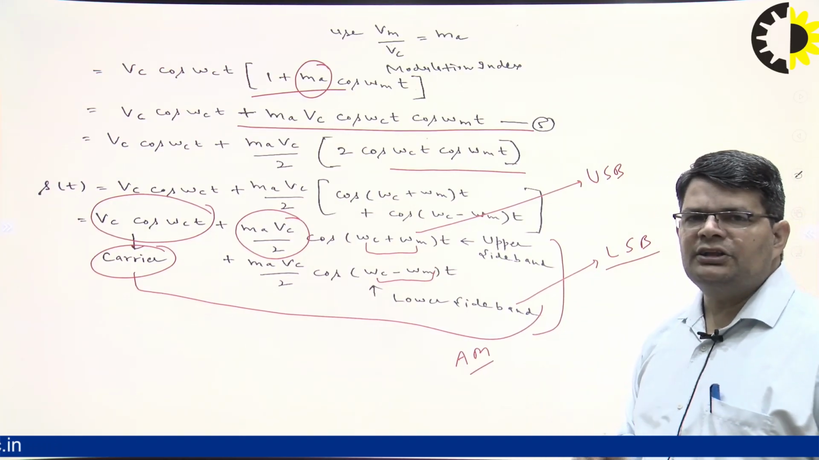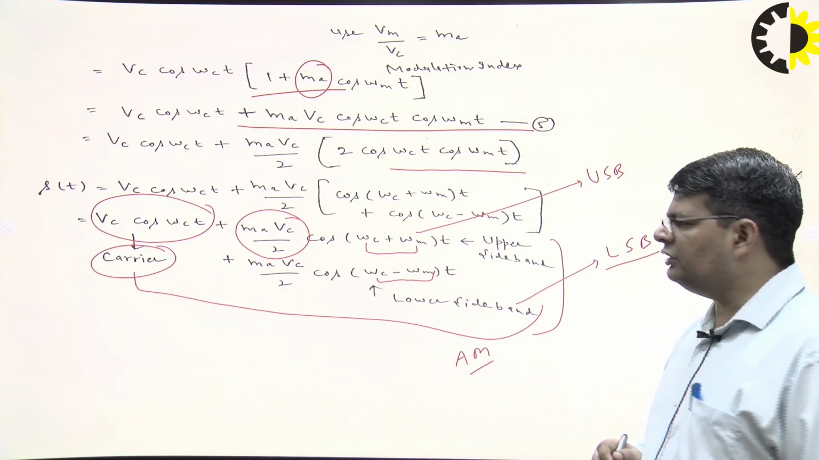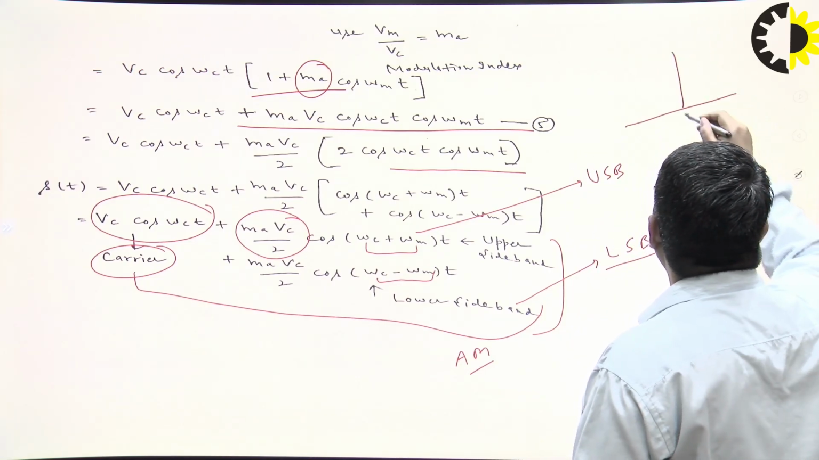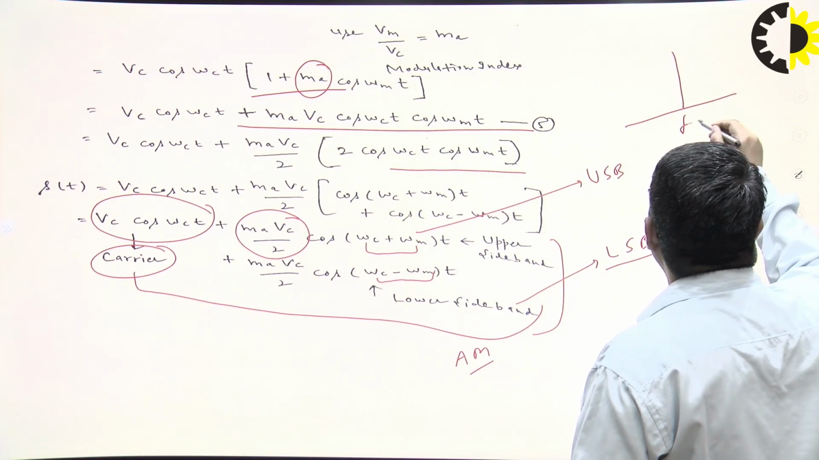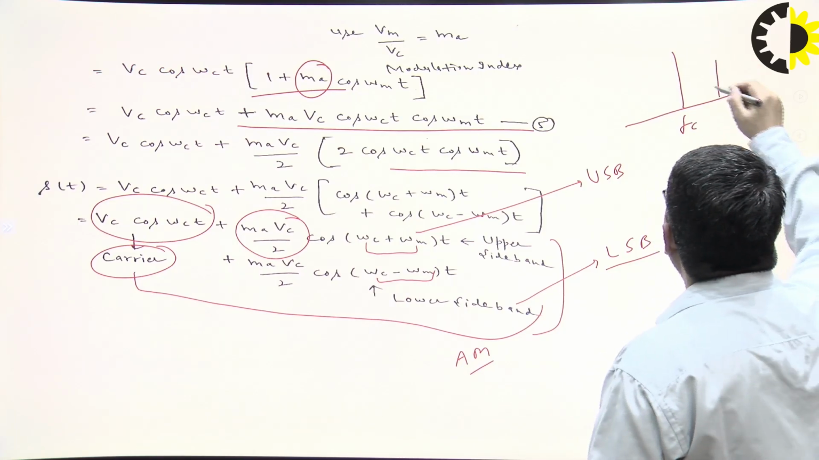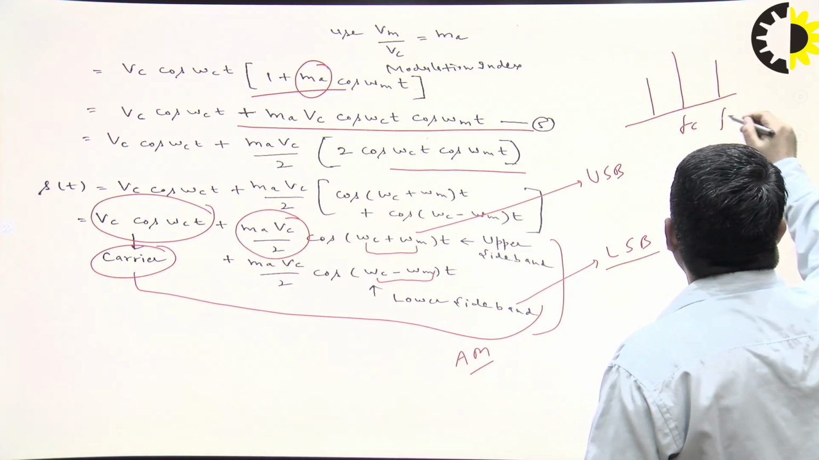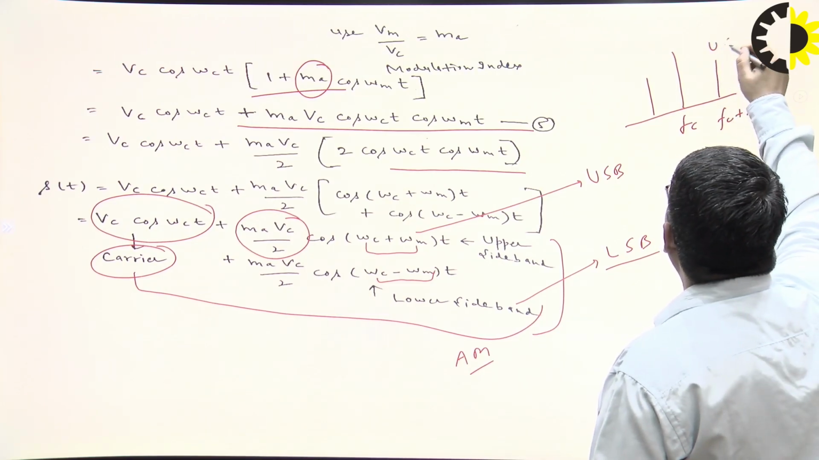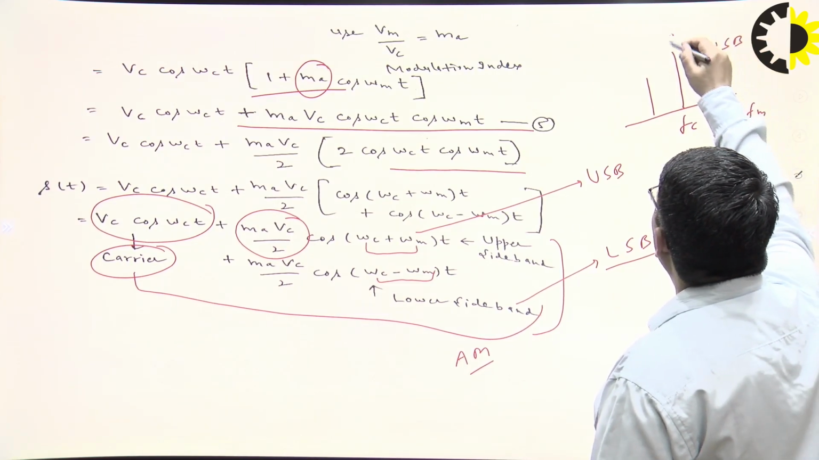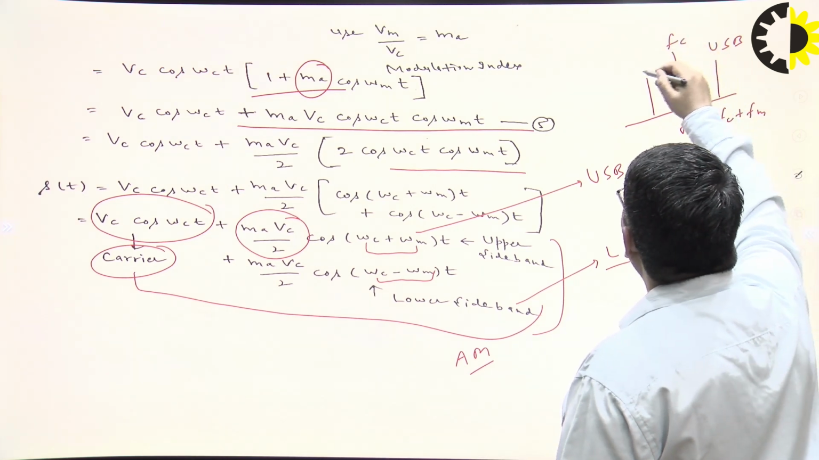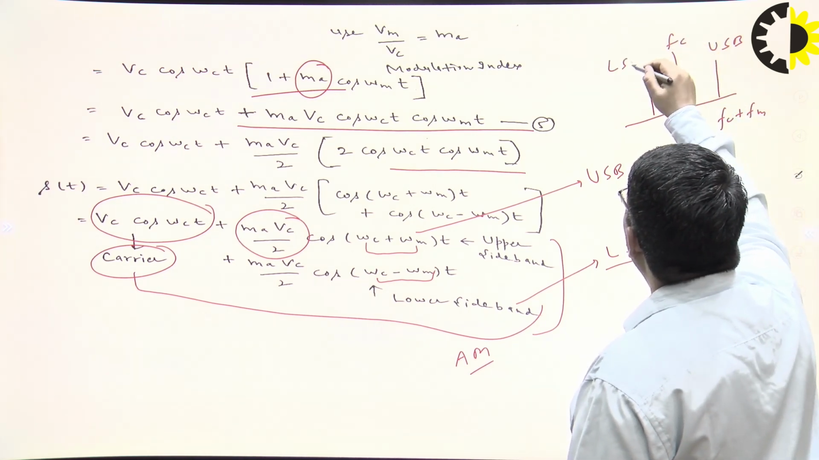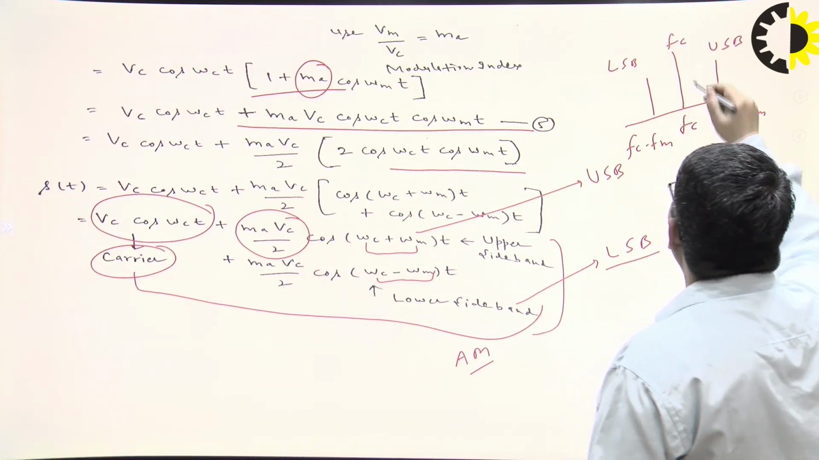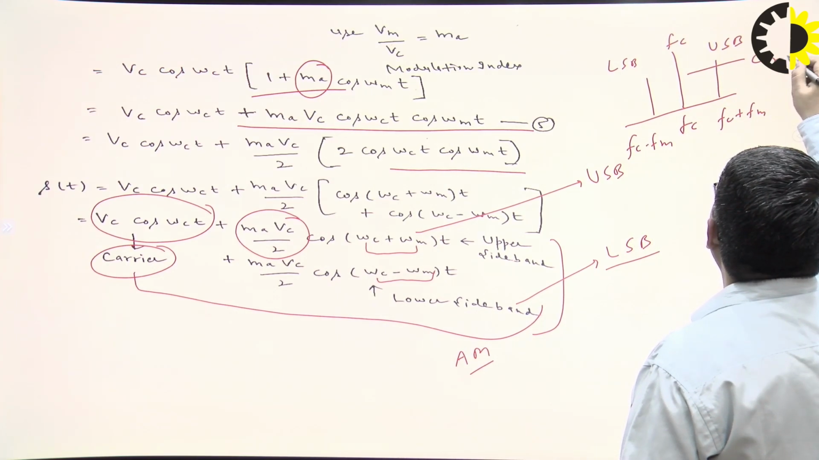Basically if we implement this equation in the frequency domain, we get the spectrum of the AM signal like this. We have Fc at the center, then we have Fc plus Fm as the upper sideband. Here we have the carrier and then we have the lower sideband. This is Fc minus Fm. This is the carrier.